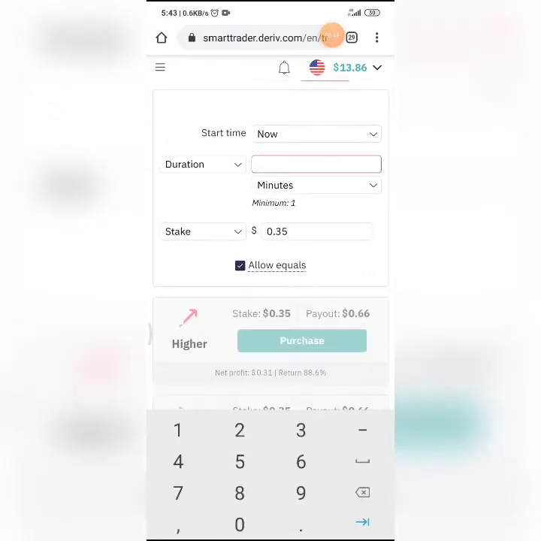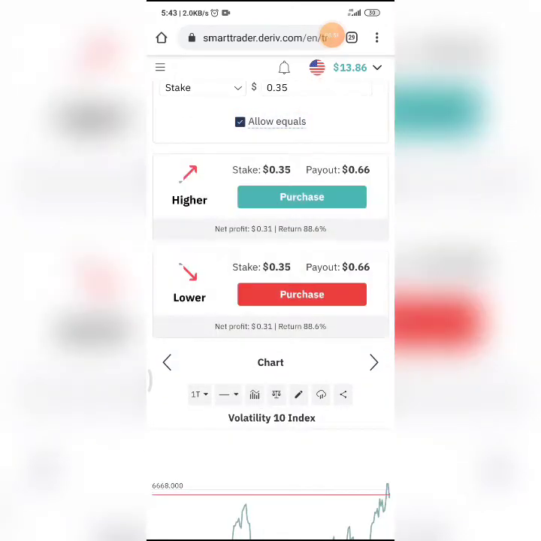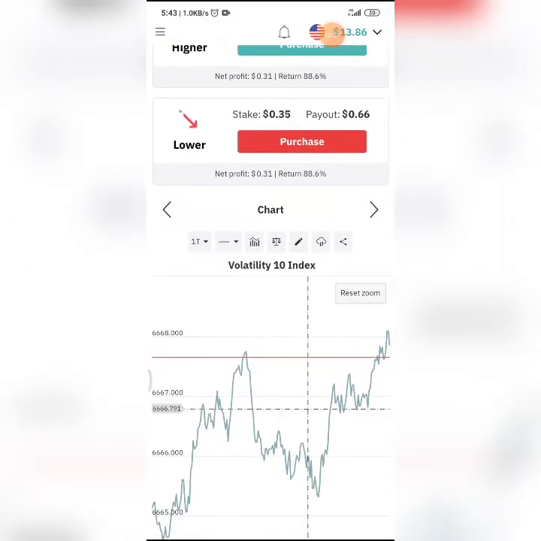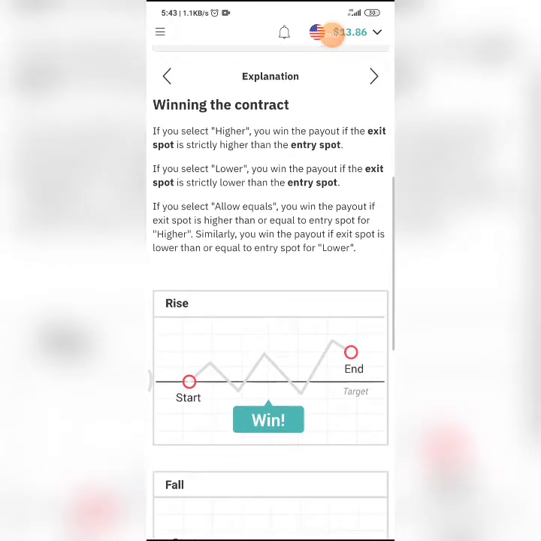So let's just use something real small for demonstration purposes. I'm just going to change this back. Let me just make it 7 minutes. Okay, you make sure you check allow equals, so whenever the price closes at the entry point, you still make some profits. And then we come down here. What you have to do initially is going to look like this. It's going to be explaining what it is.